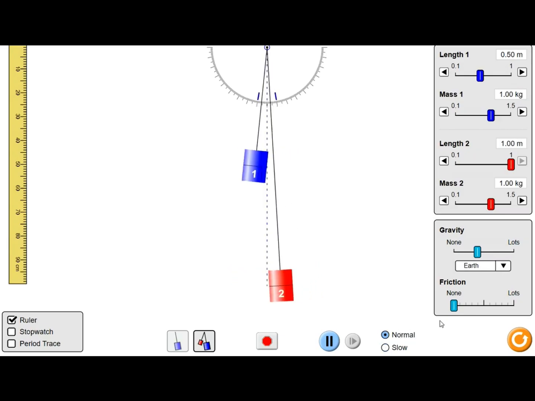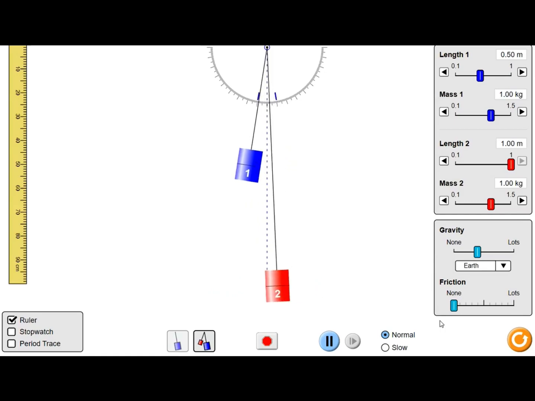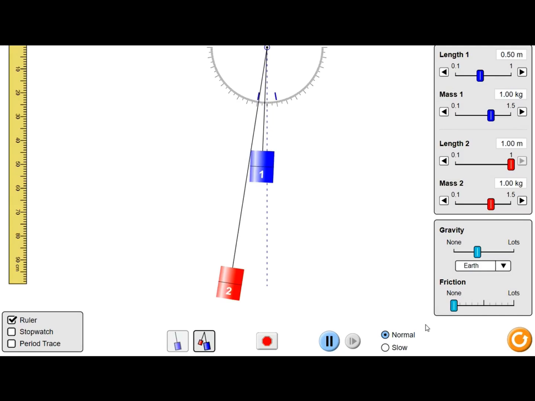Okay, now they're no longer the same. And can you see that the shorter one, smaller length, has a very short period. Smaller the length, smaller the period. Kind of like a direct relationship.